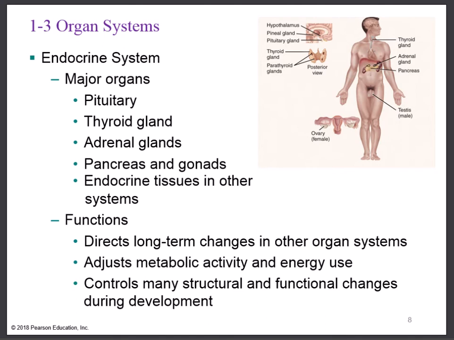So what's the physiology of the endocrine system? These are going to direct long-term changes in other organ systems. So again, they're having an impact on other organ systems. Our metabolism, right? All of our chemical reactions are actually controlled by the endocrine system. How much energy we use. It controls all of the structural and functional changes during our development, right?